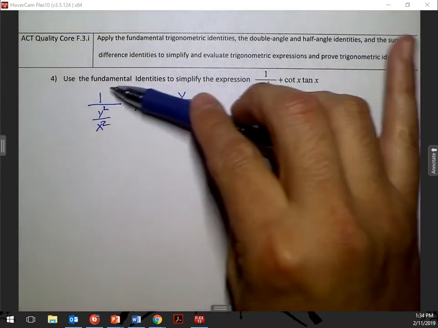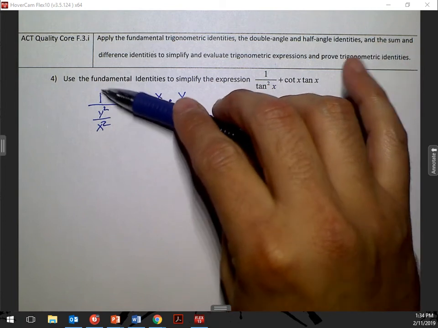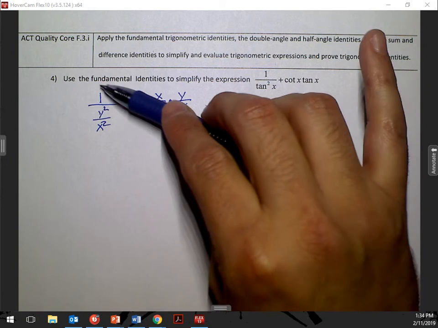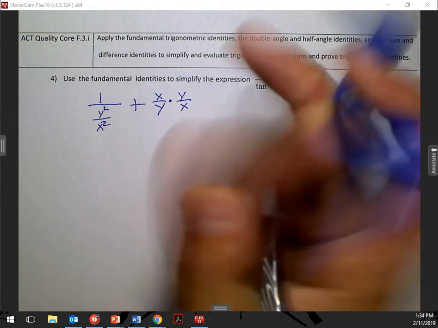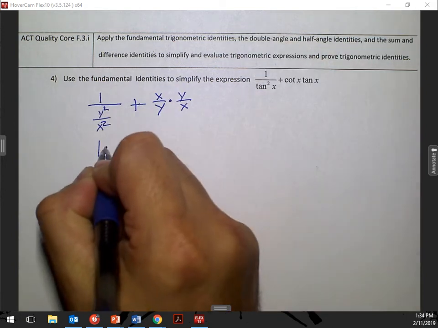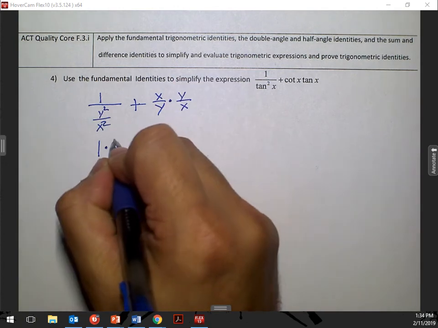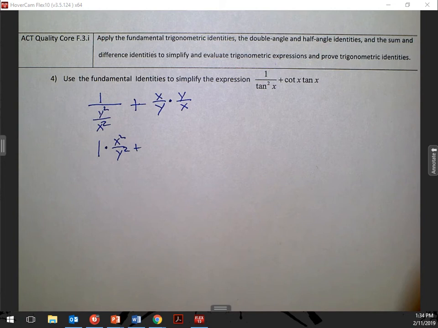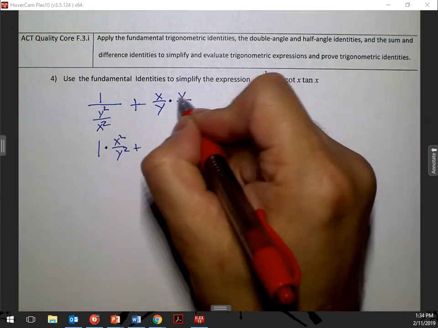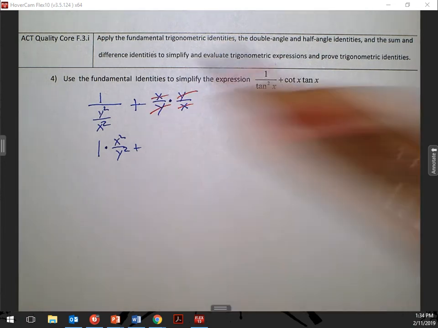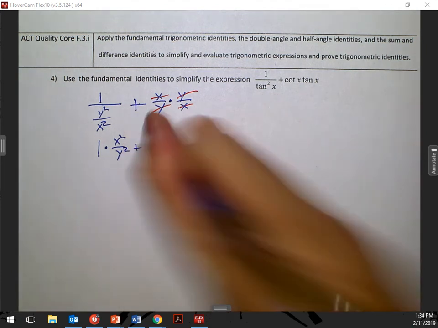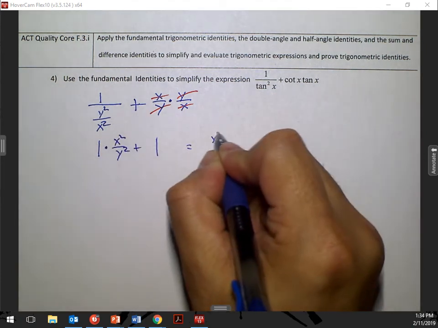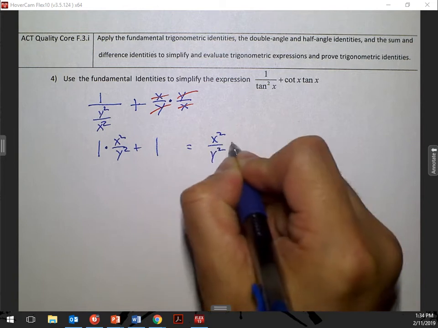Alright, so let's take a look right here. Since I can't divide fraction by fraction, I multiply by the reciprocal. So it's going to be 1 on top, right? So it's 1 times the reciprocal of the bottom, which is x squared over y squared. Plus, what's going to happen to this? The x over y and y over x cancel out, so that becomes just 1. So the answer is x squared over y squared plus 1.